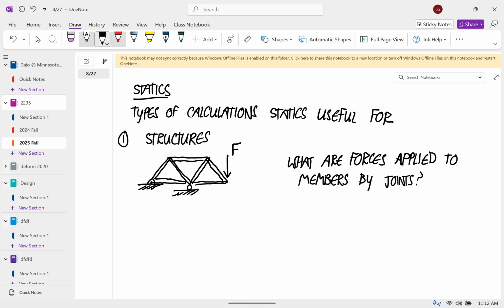Yes? What's the difference between the forces applied to the members by the joints and the forces applied to the joints by the members? Yeah, well, that's something you should always keep in mind, and it's easy to forget that that's an important thing to think about. Newton's third law is the answer. So if one of those joints is applying an upward force to the member of 500 newtons, then the member is applying a downward force of 500 newtons to the joint. But you always have to think about what is the thing that I want to calculate the force on.